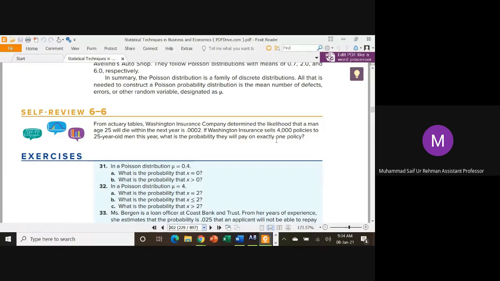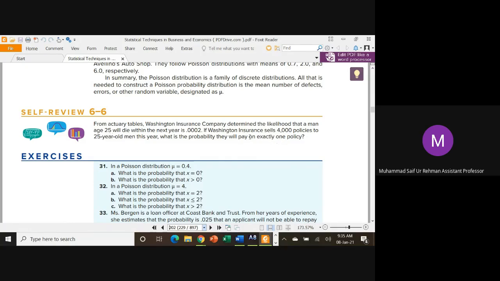If Washington Insurance sells 4,000 policies to 25 years old men this year, what is the probability they will pay on exactly one policy? So you can see from here that you will use the Poisson probability distribution formula. Why? Because the probability of success in this case is 0.0002. The probability of success is the number of people who die. This is the probability for the death of the people who are of age 25.